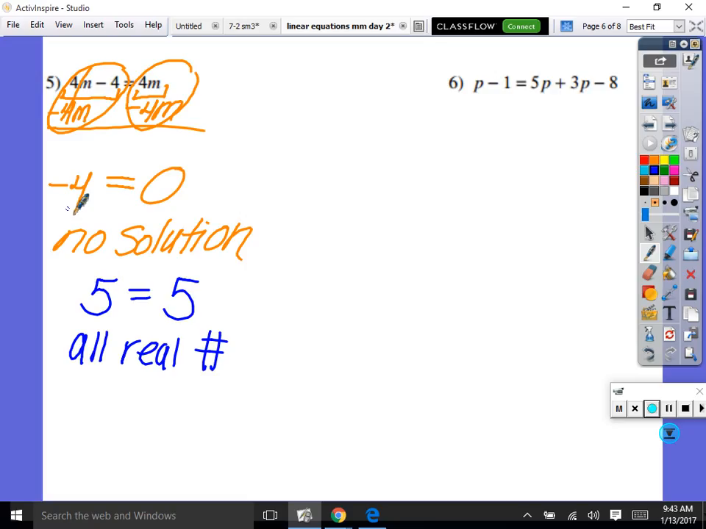So if it's not a true statement, you'd say no solution. If it is, you'd say any number is a solution. Does that make sense? Everything's a solution.